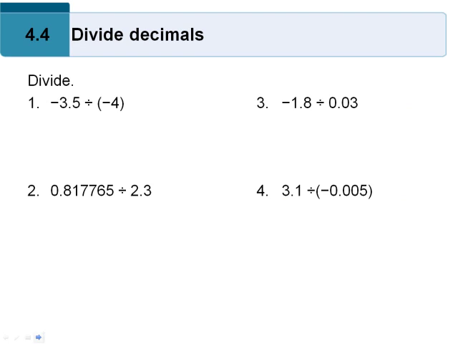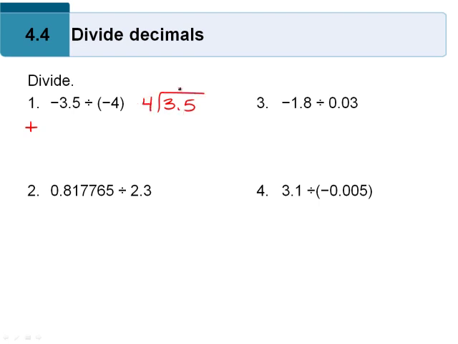Here are some problems. This first one, we have a negative divided by a negative. The first thing you need to do is figure out your sign. So that would be a positive. I'm going to do this one problem by hand because it doesn't look too long, and then the other ones I'm going to do on my calculator. So if you have 3.5 divided by 4, that's what we're going to work out.